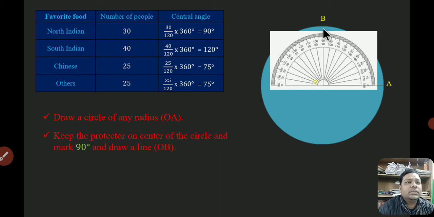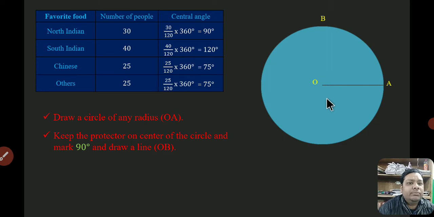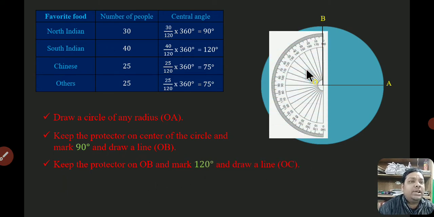Okay. And now remove the protractor and draw a line, which we can say OB. Done. Now again, after that, we will get the new line which is OB. Now we will keep the protractor on OB, not on OA. Okay. So now again we will keep the protractor on OB and we will mark 120 degree and draw a line OC. Here like this we can keep the protractor.